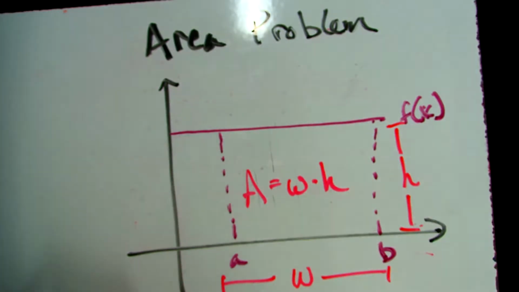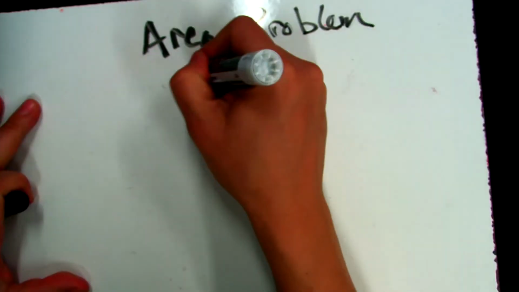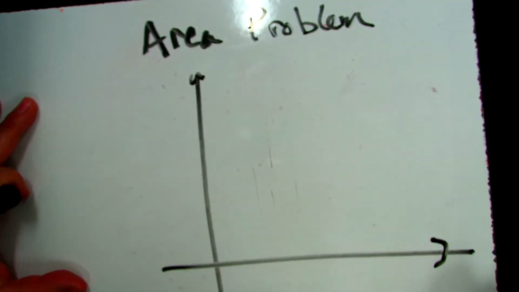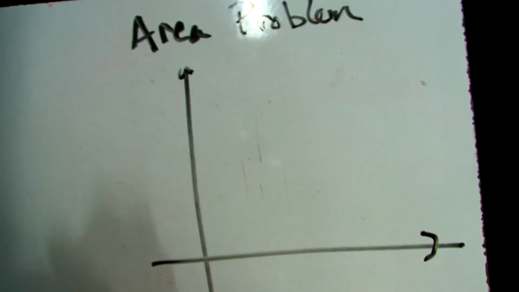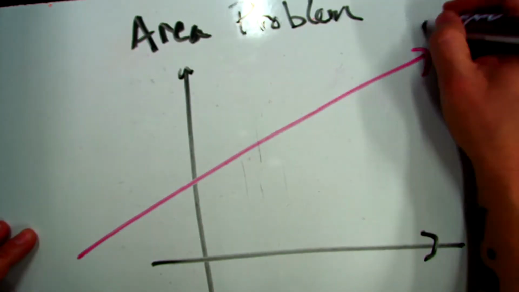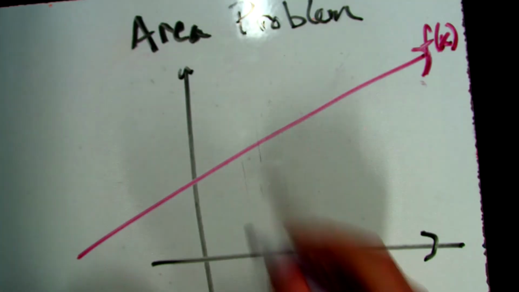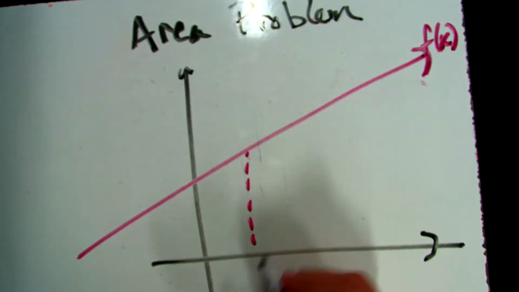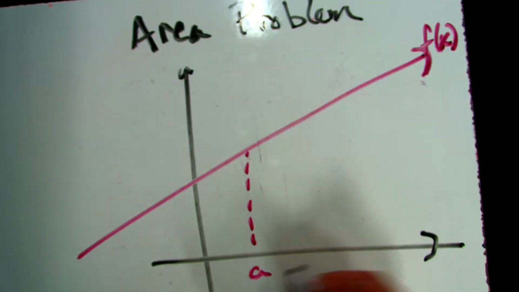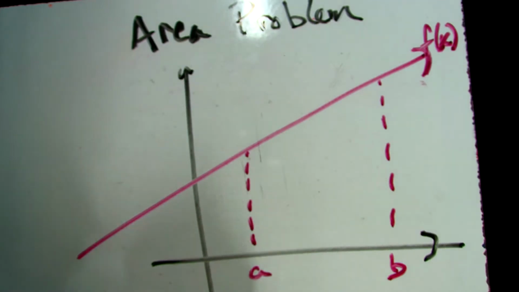It can get a little more complicated. We can imagine that we have something more like this. Now f of x is still a line, but it's a slanted line. Now we're trying to find the area under the curve, between the curve and the x-axis, between 2 x values, A and B. Now this is still a fairly straightforward problem.